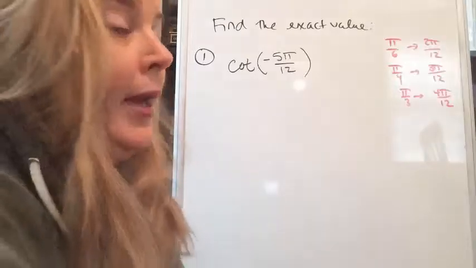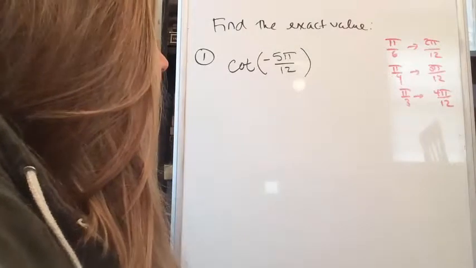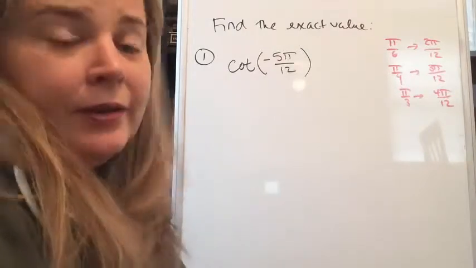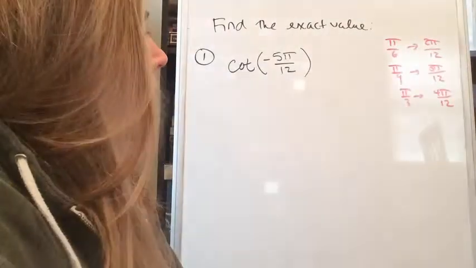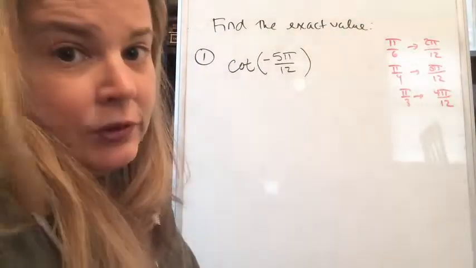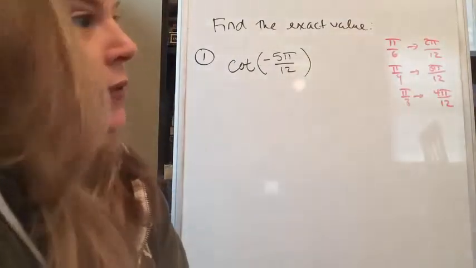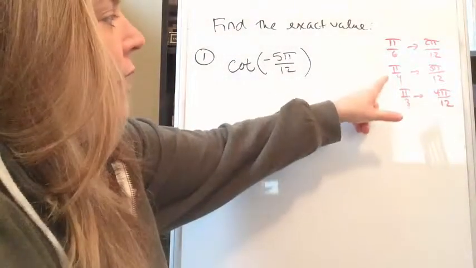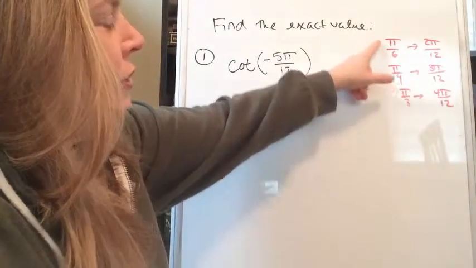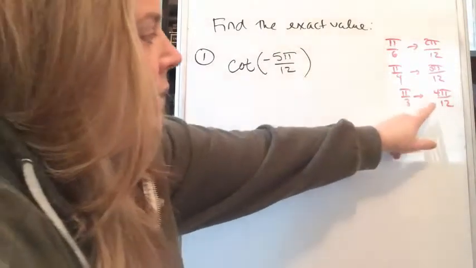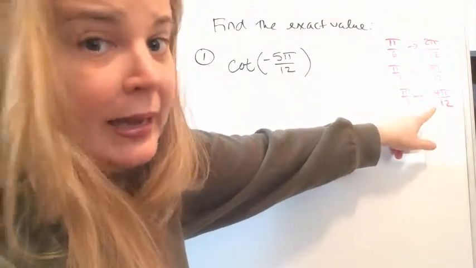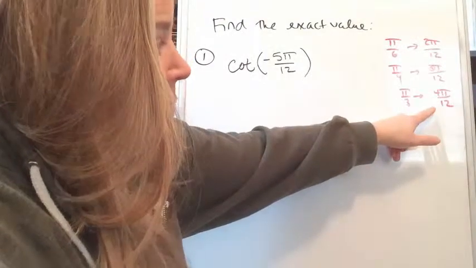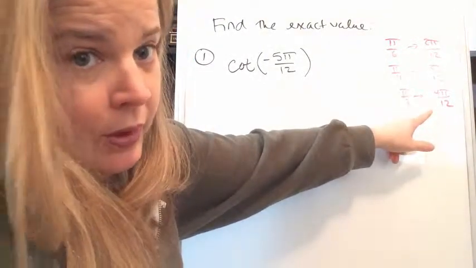Alright, so the problem we have here is find the exact value of cotangent of negative 5 pi over 12. In this problem, I'm going to use a sum or difference formula because 5 pi over 12 is not an angle that I'm familiar with. However, if I change the angles that I am familiar with to have a denominator of 12, I can see that if I add or subtract some of them, I get 5 pi over 12.